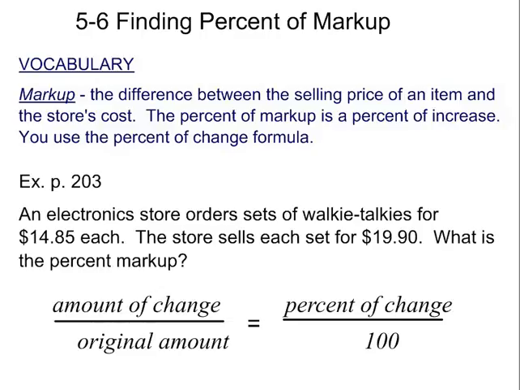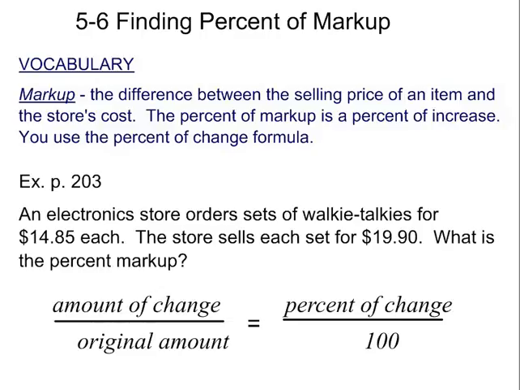Well, a store has to make money. A store only stays in business if it can make money. So if they order something, it costs them $14.85 for the walkie-talkies. To sell them, they can't sell it at $14.85 or they wouldn't make any money. So the store sells it for $19.90. What is the percent of markup this is?